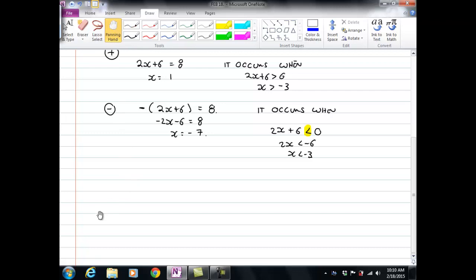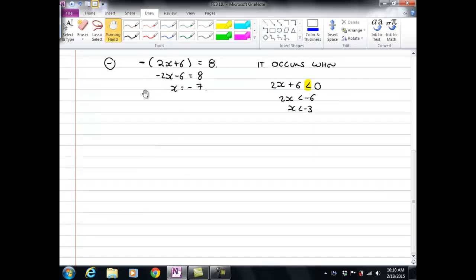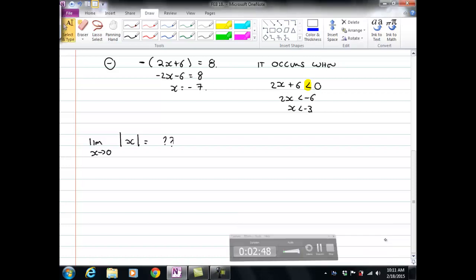Take what I've just taught you yesterday. We're going to apply limits now. The limit as x approaches 0 of absolute value of x, what does that equal? If I sub it in, someone says, hey, am I subbing in 0? Yeah, if you sub in 0, the answer is simply 0.